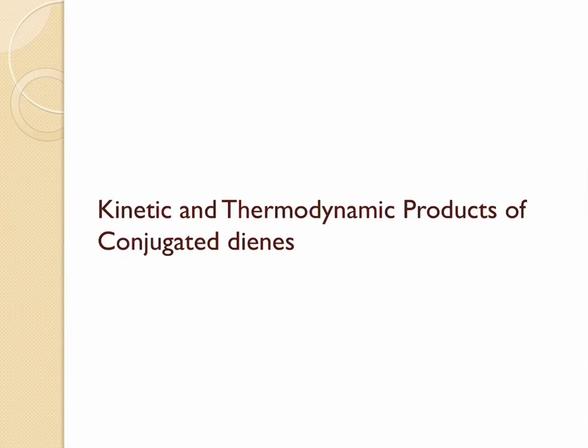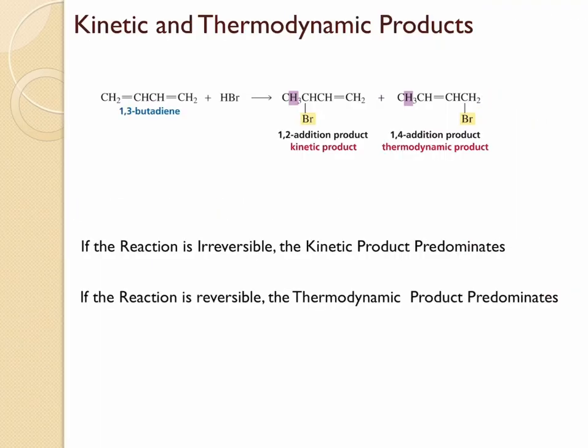Kinetic and thermodynamic products of conjugated dienes. We know that when conjugated dienes undergo electrophilic addition reactions, they can form two different products. One is the 1,2 addition product, also called the kinetic product, which is the fastest product obtained, and the other one is the 1,4 addition product.